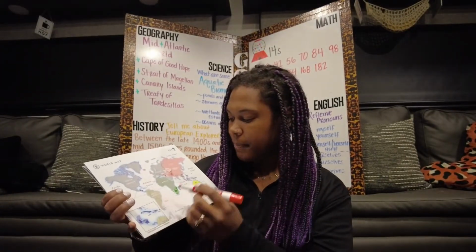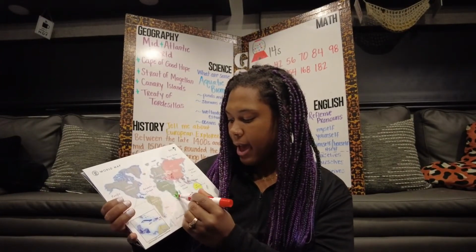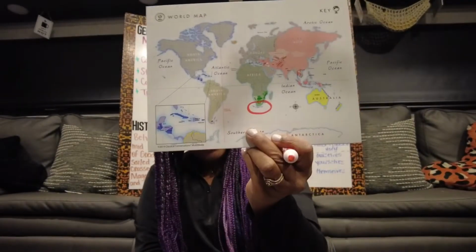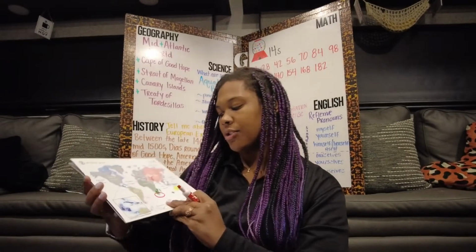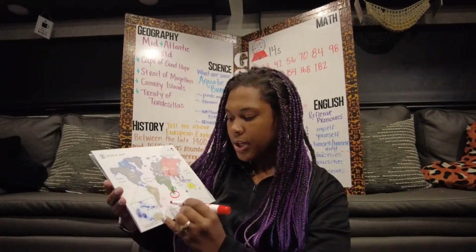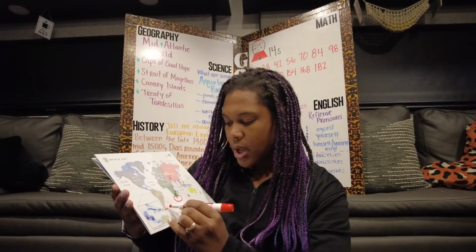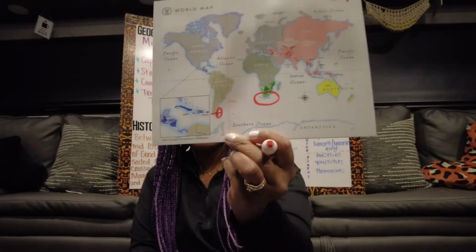So the Cape of Good Hope is down here at the bottom of Africa. So we just circled Cape of Good Hope. Then our Strait of Magellan goes across this little area in South America where this little blue arrow is, right there. So that is our Strait of Magellan.